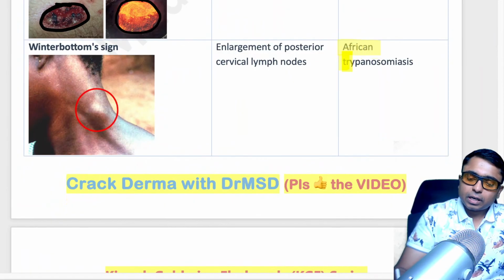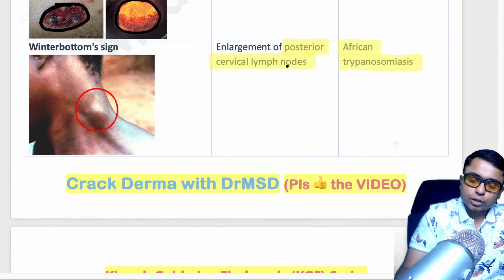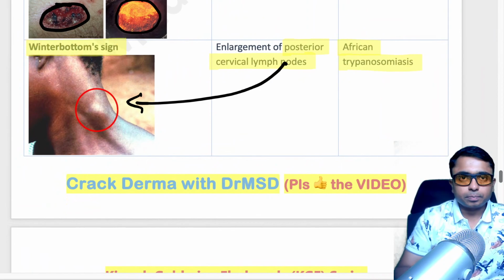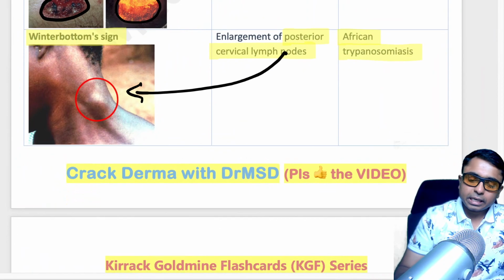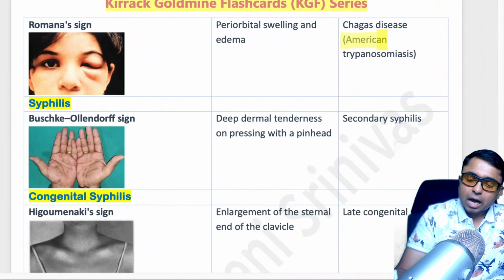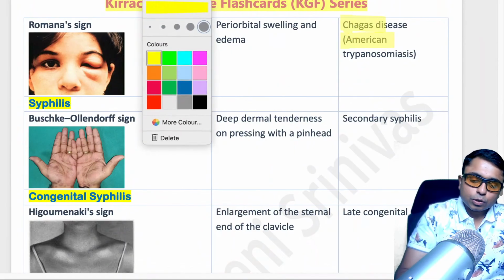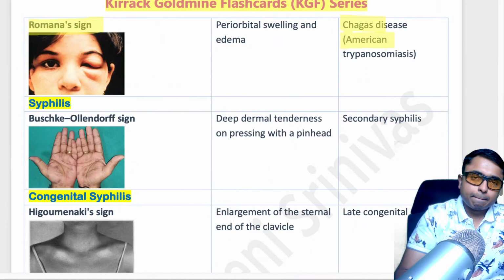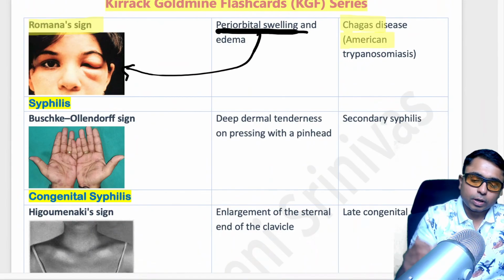Next, in African trypanosomiasis, we are going to have enlarged posterior cervical lymph nodes, as you are able to see. This is what is called the Winterbottom sign. Winterbottom sign is associated with African trypanosomiasis, whereas in American trypanosomiasis, which is also called Chagas disease, there is the Romaña sign, in which periorbital swelling and edema can be noted, as you are able to see here.